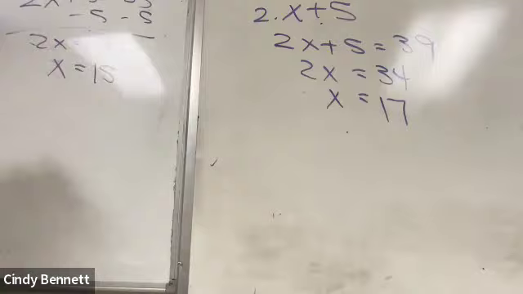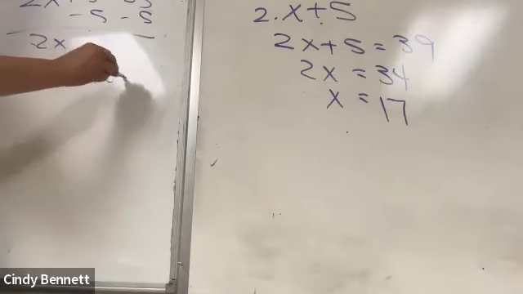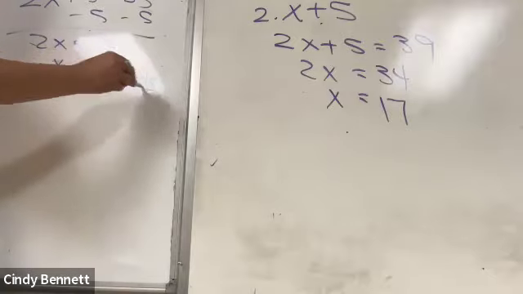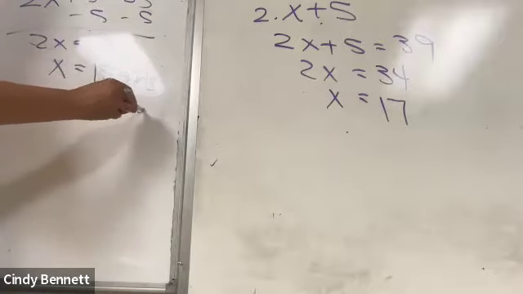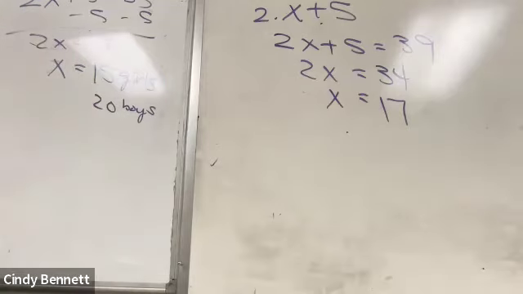All right, so the question is, how many boys are in the class? So is this boys or girls? That's girls. And then there are 5 more boys, so this would be girls. And then there's 20 boys. All right, and that's the answer.